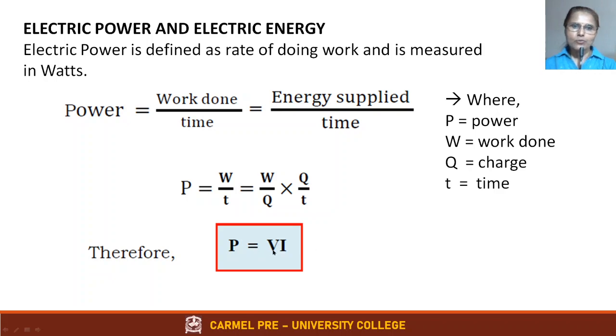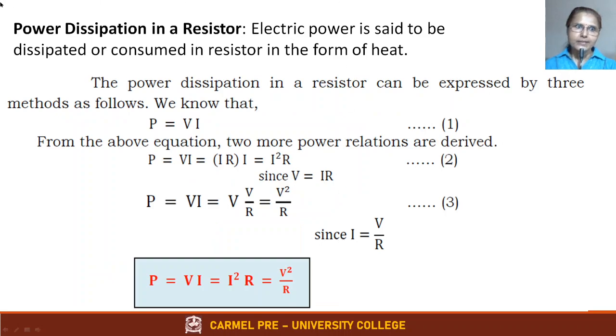Now if you substitute from Ohm's law, V is nothing but I into R. So then it becomes I squared R. If you substitute for only I, then it will become V squared by R. That is what we are going to discuss next, to see how much power is dissipated in a resistor. Power dissipation in a resistor.